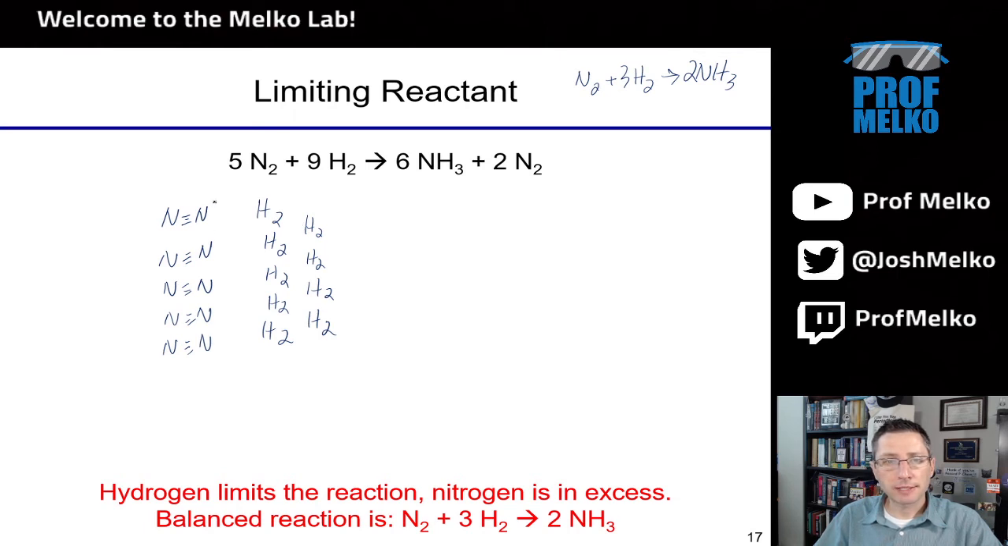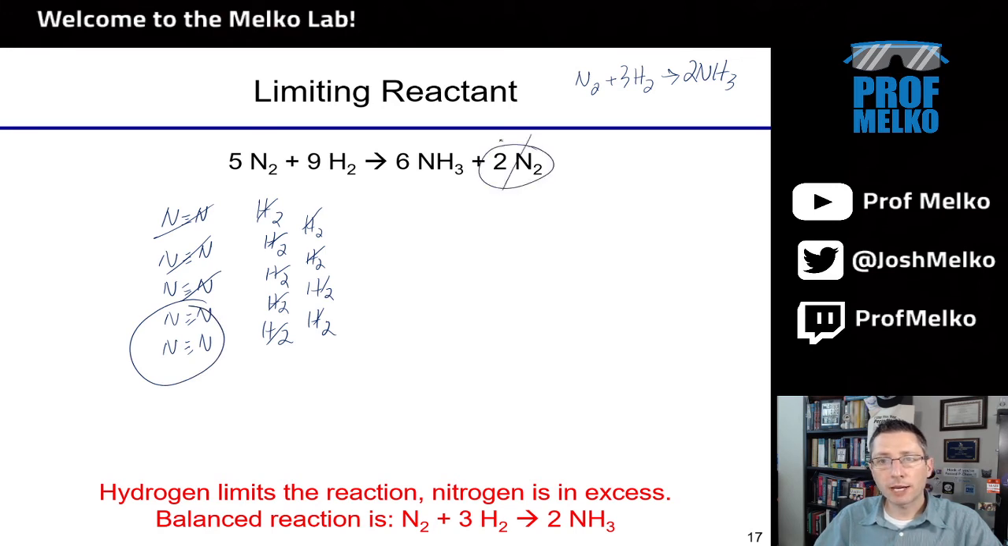Okay, but maybe I have 5 nitrogen molecules and 9 hydrogen molecules. Okay, well, each of these nitrogens is going to combine with 3 of these hydrogens. This nitrogen combines with 3 of these hydrogens. This third nitrogen combines with 3 of these hydrogens. And now I've used up all the hydrogens, right? So the nitrogen, these 2 are in excess. They're left over at the end of the reaction.